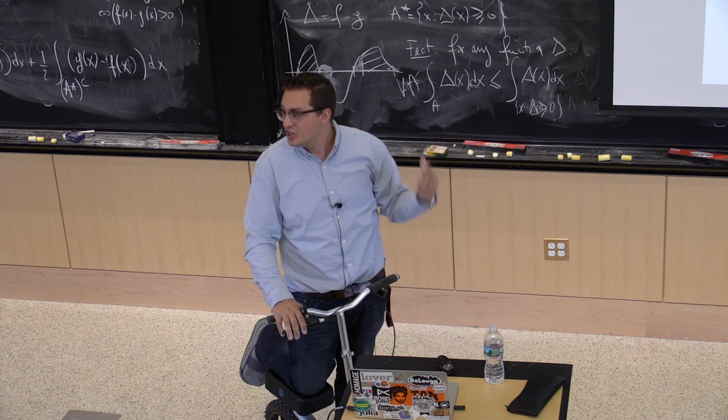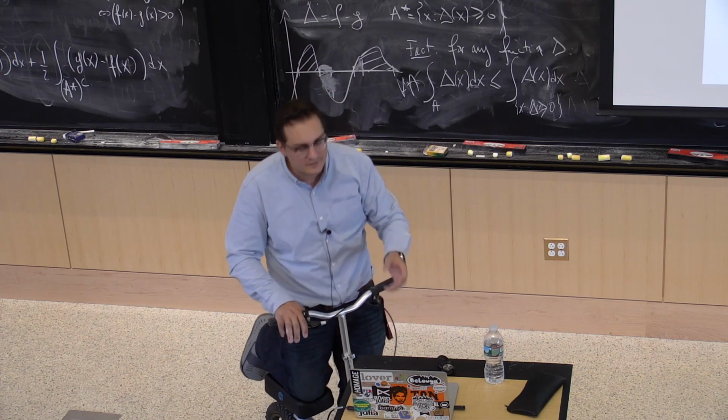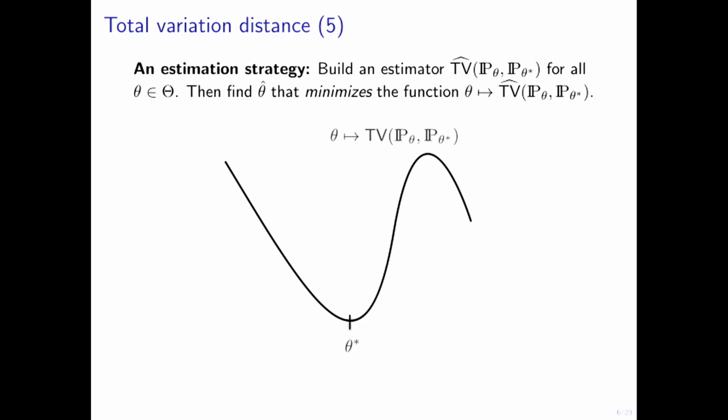P theta star is not known to us, so we need to estimate it. And so here's the strategy. Just build an estimator of the total variation distance between p theta and p theta star for all candidate theta, all possible theta in capital Theta. Now, if this is a good estimate, then when I minimize it, I should get something that's close to p theta star.